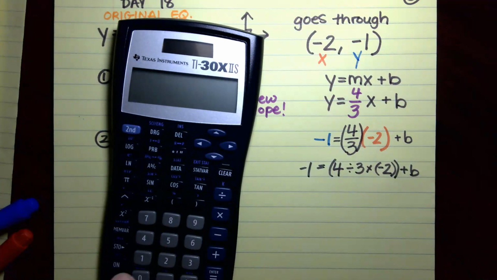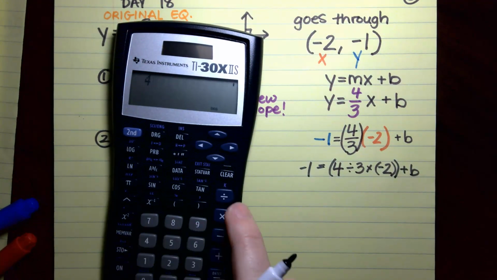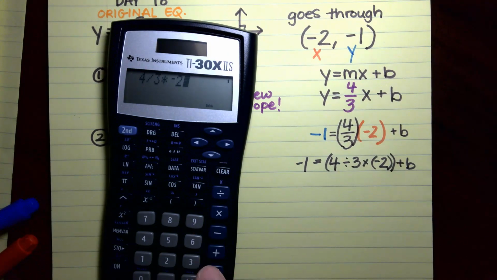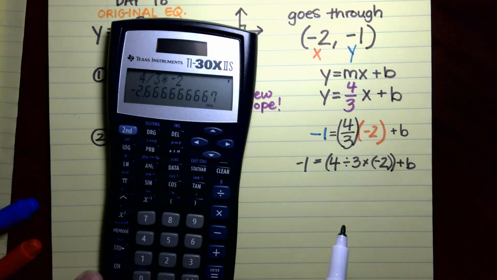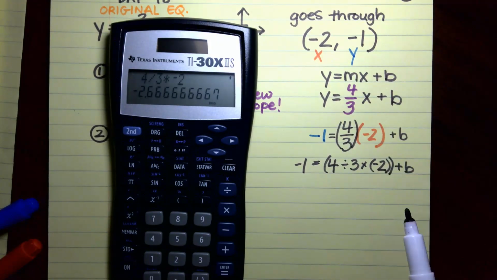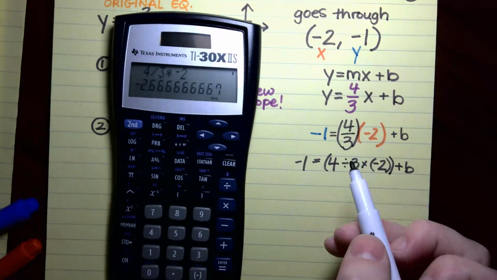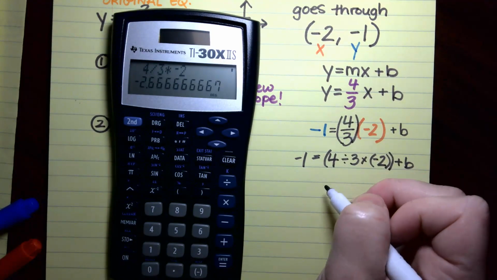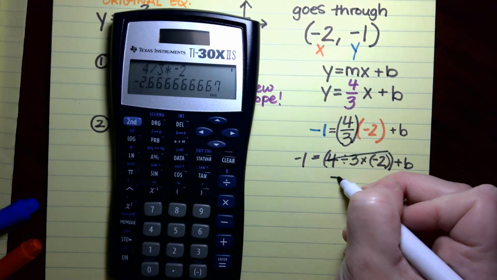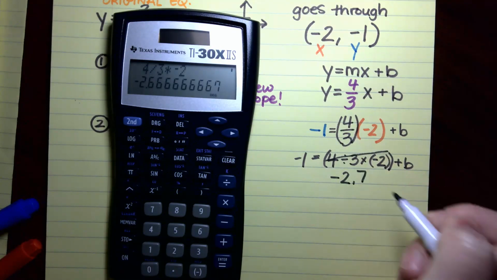Okay, tell me what you guys get for that. 4 divided by 3 times negative 2. I also got 2.6 repeating. What'd you say you got? 2.7. Okay, 2.7. Yep, just rounded it up. Perfect. So we just rounded. I would take either one. So we know that this is negative, I'm going to say 2.7.